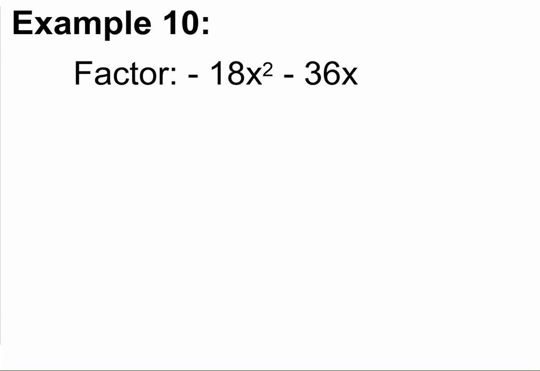The biggest difference on this one is I see I have a negative in front of both of them, so I'm going to go ahead and take out a negative. 18 and 36. Well, if I go through all of the factors, I'm actually going to find that 18 goes into both of these numbers. So I'm going to factor out a negative 18.